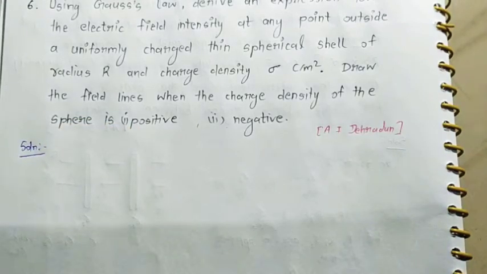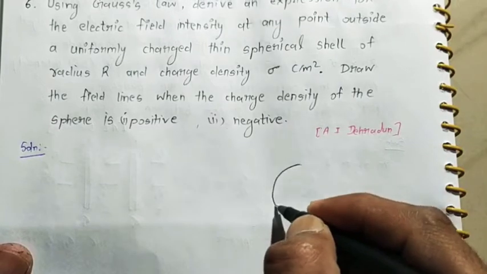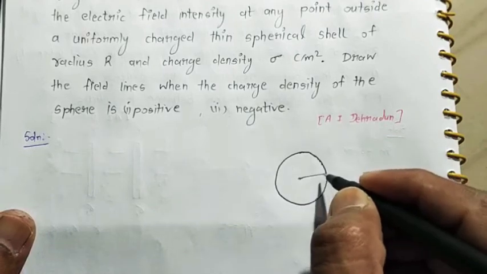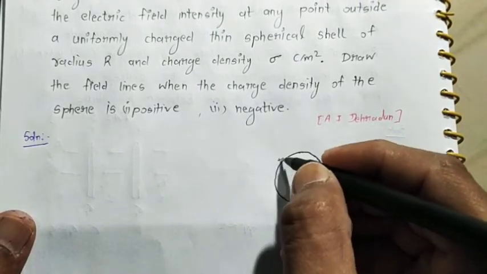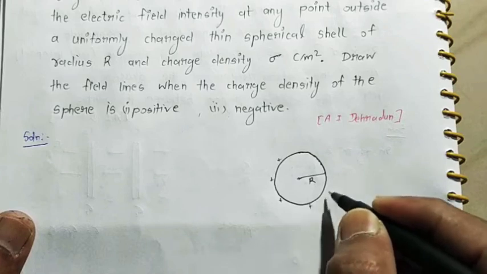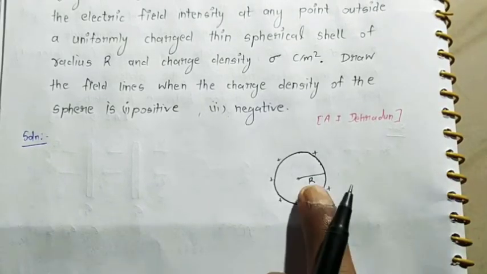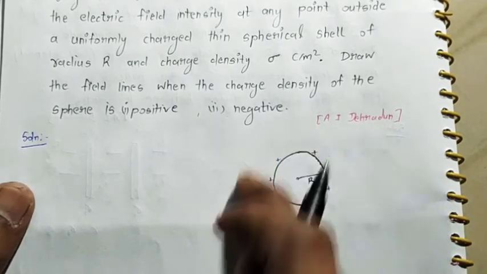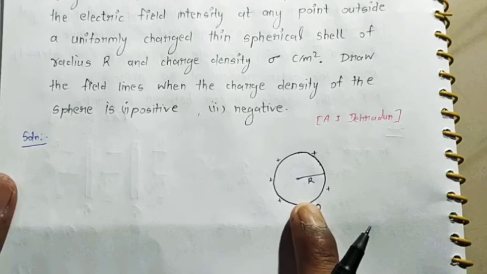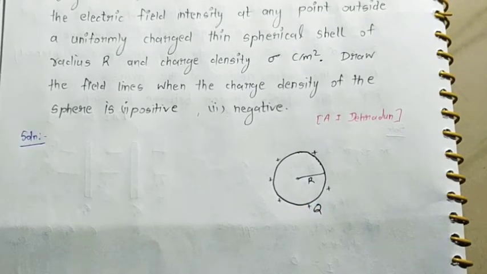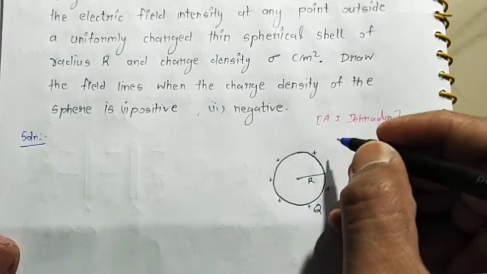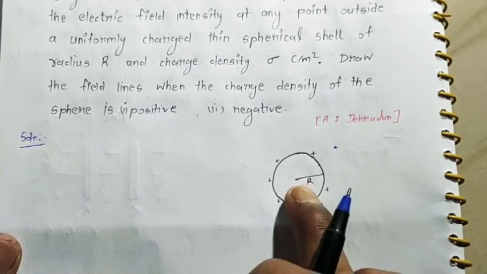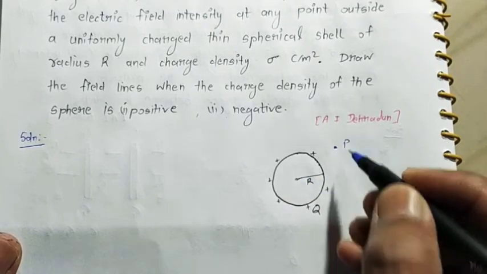See, we have read about a spherical shell. I have a spherical shell, it has radius capital R. Some charge, capital Q, is spread over this surface. This is a spherical shell. I have to calculate the electric field at any point outside this shell. This point is outside the shell.